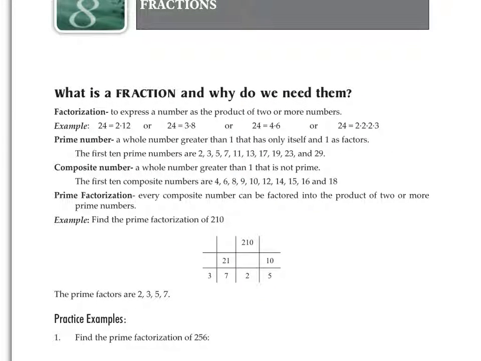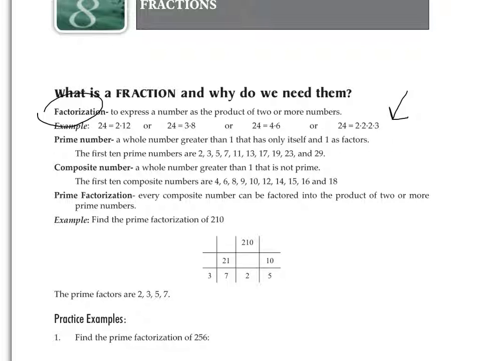Factorization is the process of expressing a number as the product of two or more numbers, and you can see some examples of factorization here. When we express 24 as a product of 2 times 2 times 2 times 3, it's called factorization.